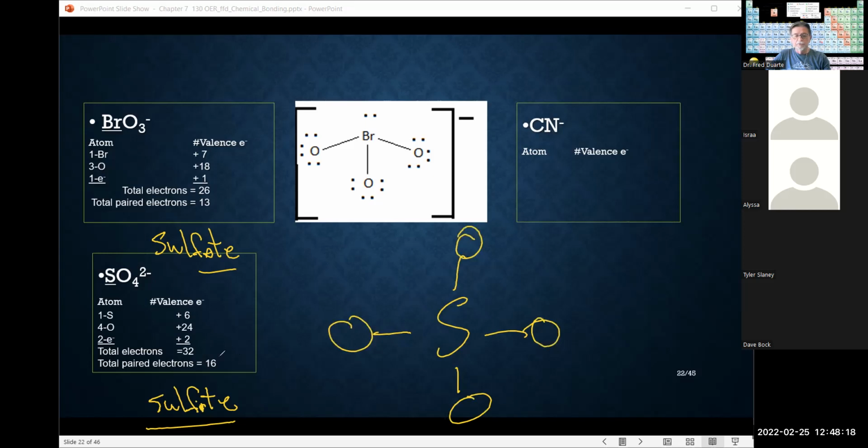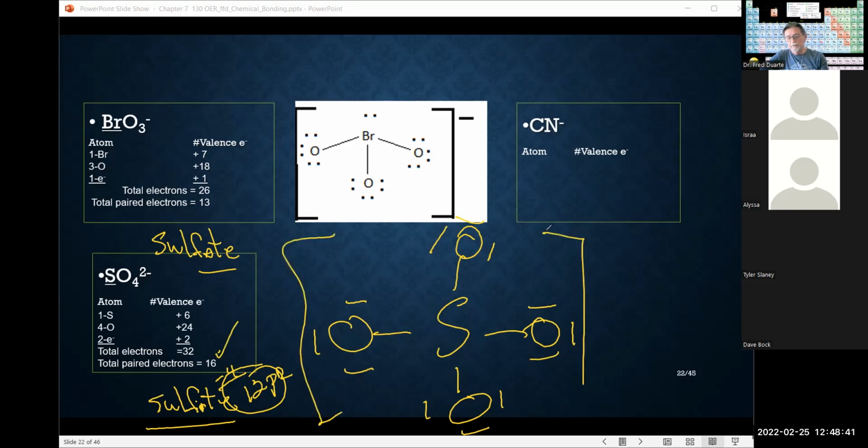Okay, that took care of 4 pair, so we have 12 pair left, and we just put them around the oxygens. I got 1, 2, 3, 4, 5, 6, 7, 8, 9, 10, 11, 12, and then the 4 inside, 16. Okay, that checks off, we're good. And then we put the bracket with a 2-. Don't forget the bracket, don't forget the charge. That designates it as an ion. It would be incorrect without the bracket or the charge.